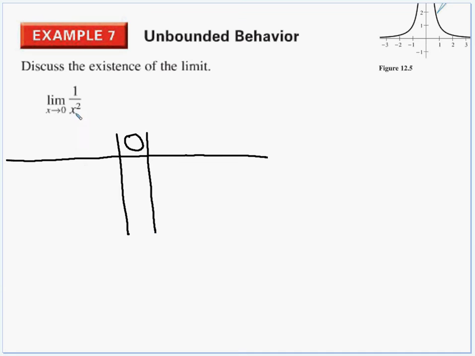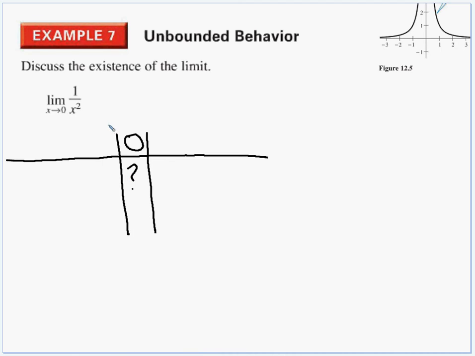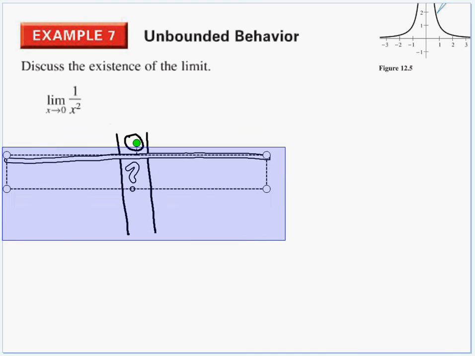We can't plug 0 in directly. 1 divided by 0 squared, 1 divided by 0, that does not exist, so something's going on there. There might be a limit. We'll try to figure it out. As we come in from the left, we could do numbers like, I should have given myself a little more room here.